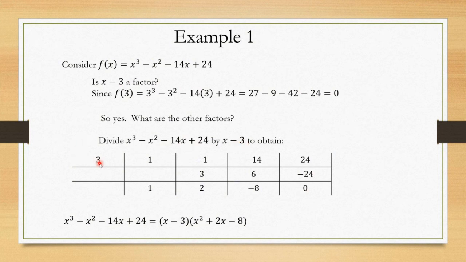Okay, so we put the 3 here in the first column, then a column for each remaining coefficient. So we have x cubed, we have 1. Negative x squared, that's negative 1, that goes here. Negative 14 goes here. Notice there's no missing terms, right? All the terms are accounted for. 24 goes in the last column.